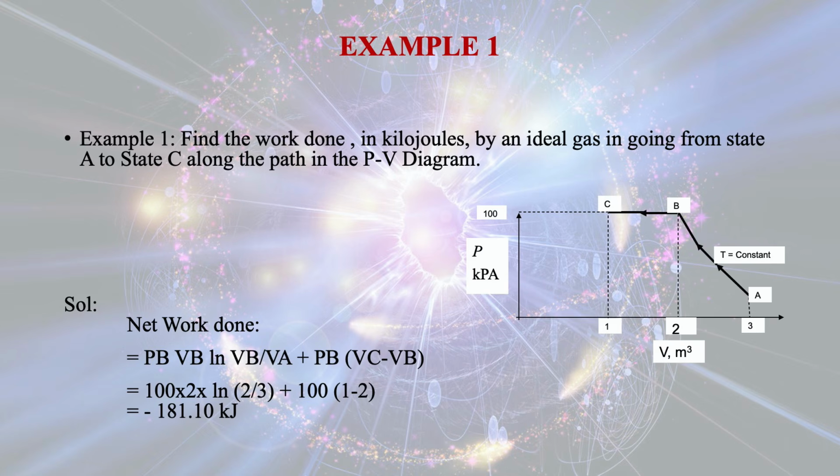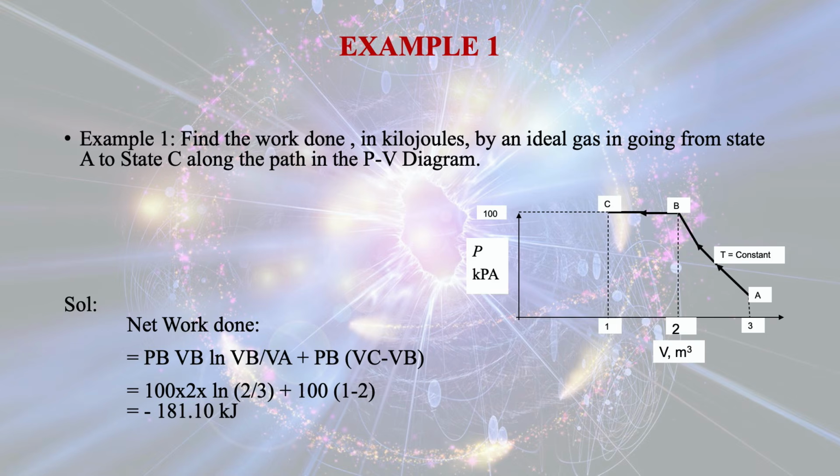So here we will see how to calculate the net work done. From A to B the temperature remains constant, that is an isothermal process, and B to C is a constant pressure process. For the isothermal process, we know the expression for the work done, that is P_B V_B ln(V_B/V_A), plus for the constant pressure process the expression for work done is P_B(V_C minus V_B). But what is P_B? That is the pressure at point B. What is V_B? That is the volume at point B.